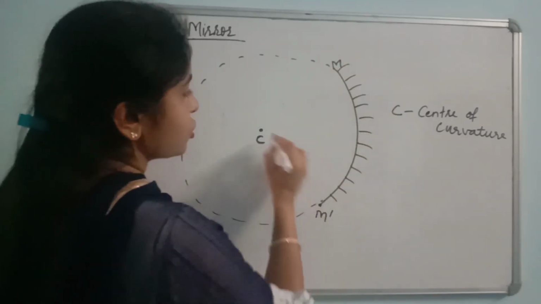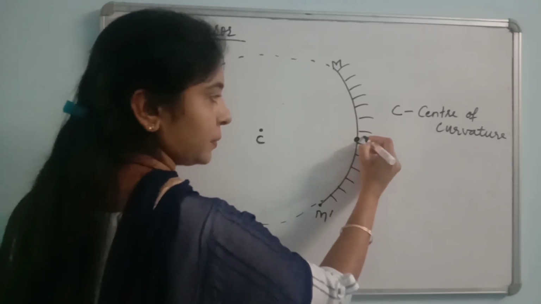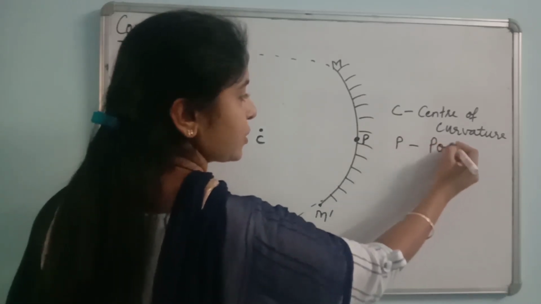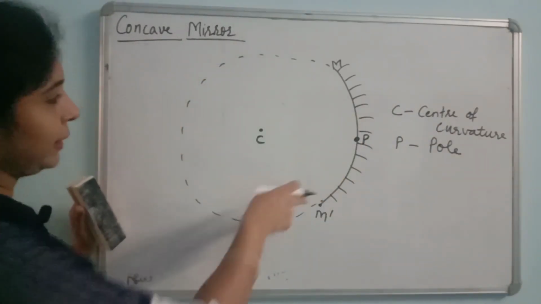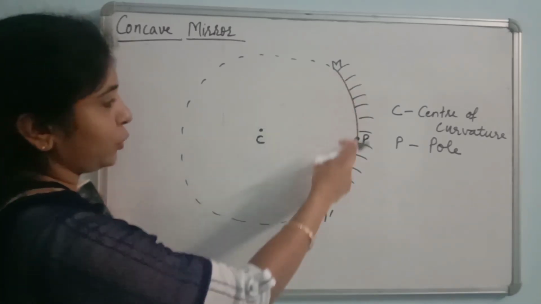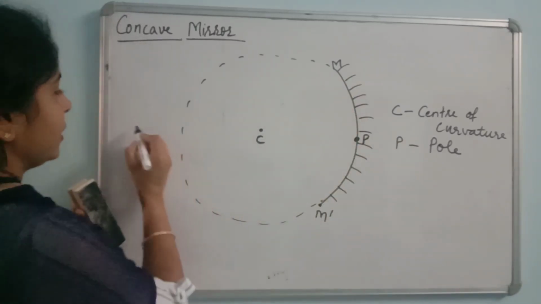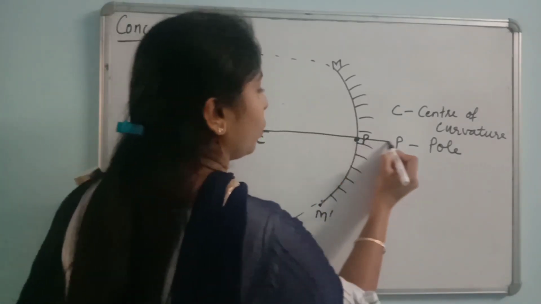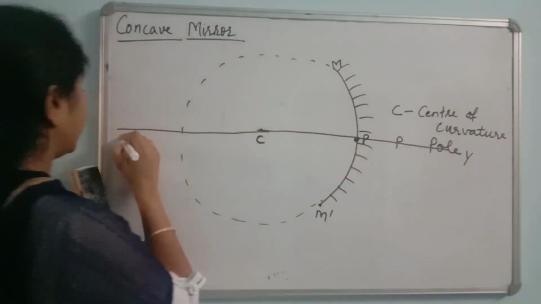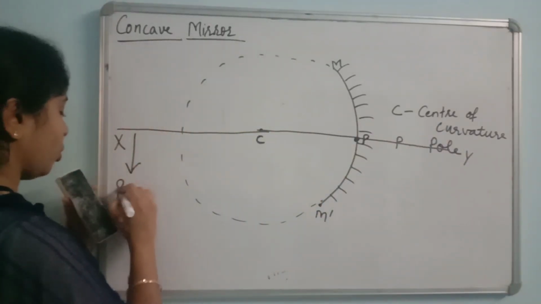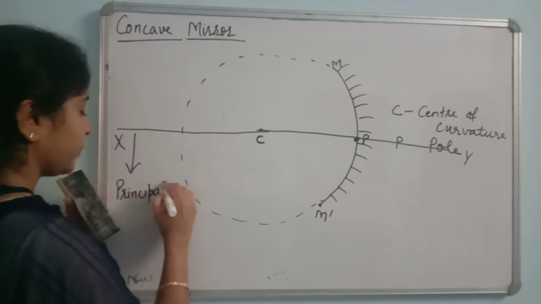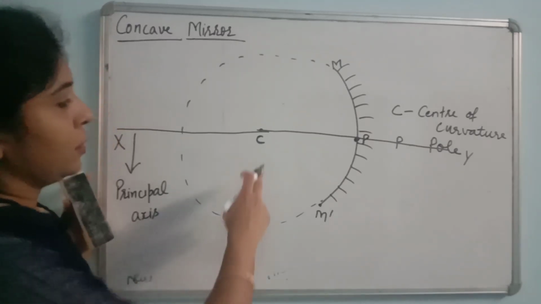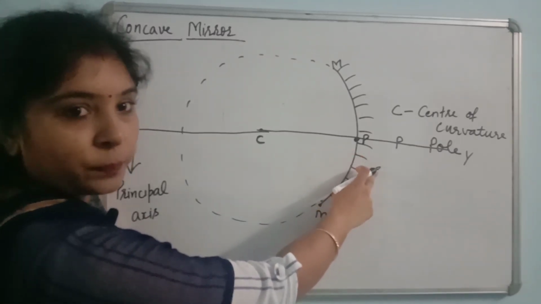The center point of this mirror, we denote that center point by P, and this P is called pole. The center of the sphere is the center of curvature and the center of this mirror is called pole. One line which passes from the center and pole is denoted by XY, and this line is called principal axis. Principal axis is the line which passes from the center of curvature and pole.